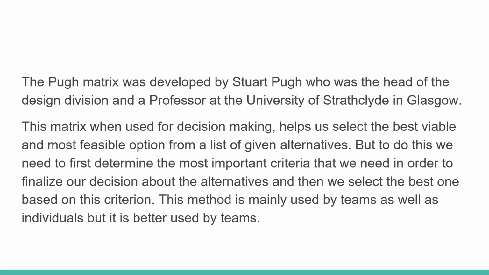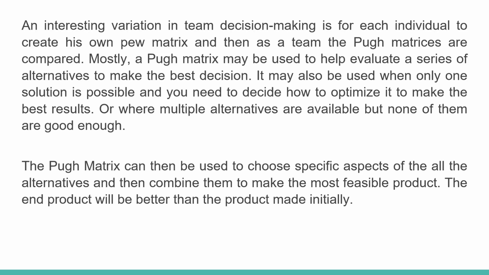This method is used by teams as well as individuals, but it is better used by teams. The Pugh matrix can be used to choose the specific assets of all the alternatives and combine them to make the most feasible product. The end product will be better than the product made initially.